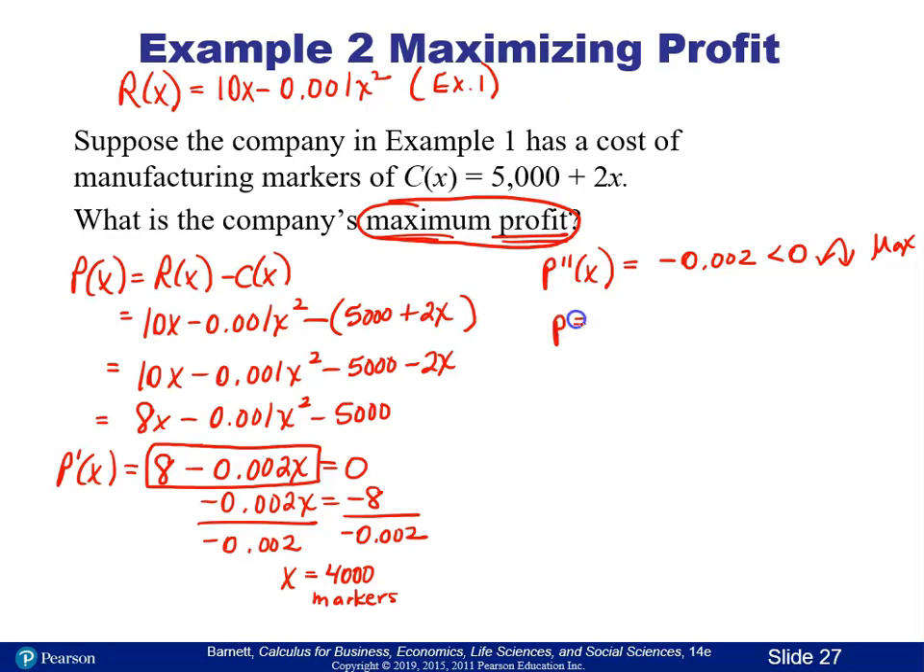So our price, and again, this is a carryover from example 1 where they gave us our price equation. That's going to be 10 minus 0.001 times the 4,000. That's going to maximize it. So we want to charge $6 per marker.